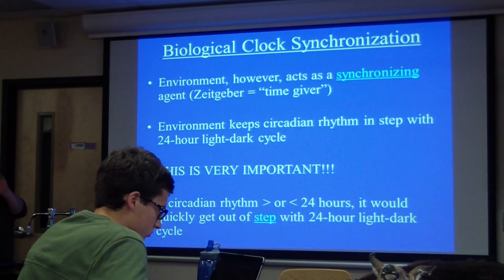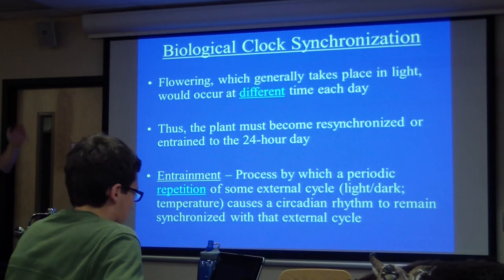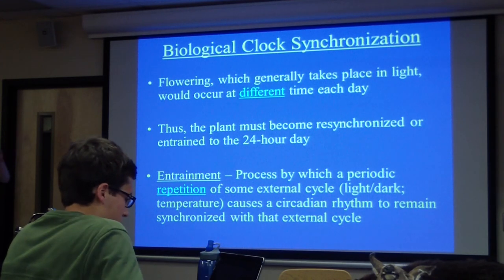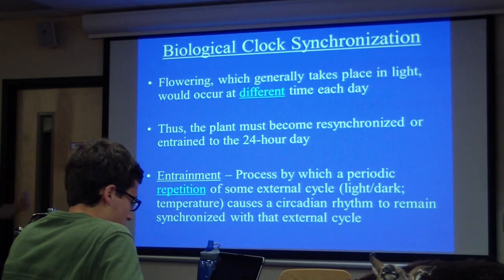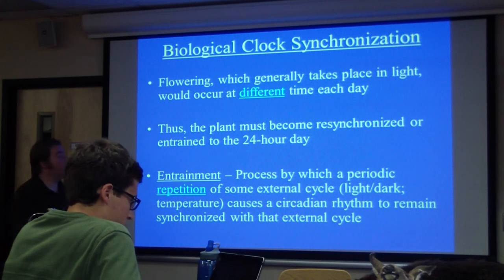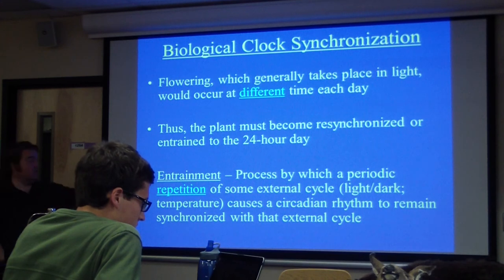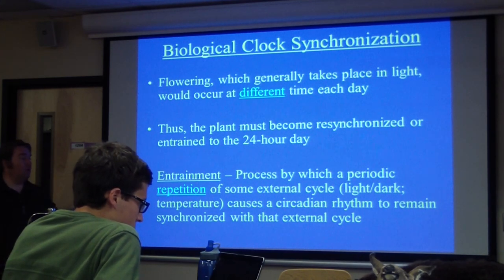Okay, so that's a very, very important element of this. And so something like flowering, which generally takes place in light, would occur at a different time each day, like I've already said. So the plant has to become resynchronized. Plants do become resynchronized, or entrained, to the 24-hour day that they find themselves in. So here's a very important term: entrainment.